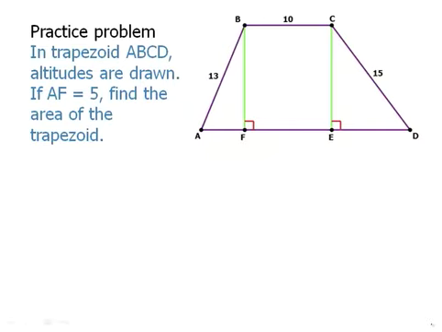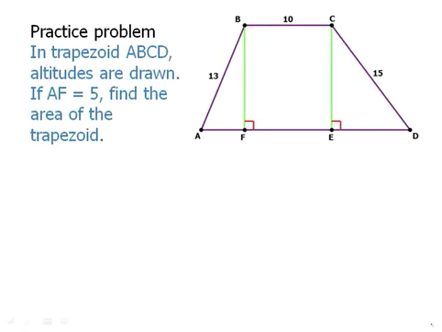Here's a practice problem. Pause the video and then we'll talk about this. In trapezoid ABCD, altitudes are drawn. If AF equals 5, find the area of the trapezoid.